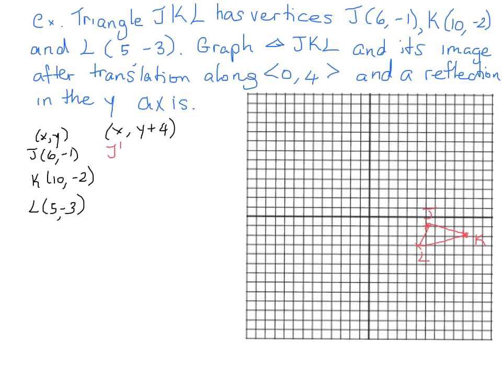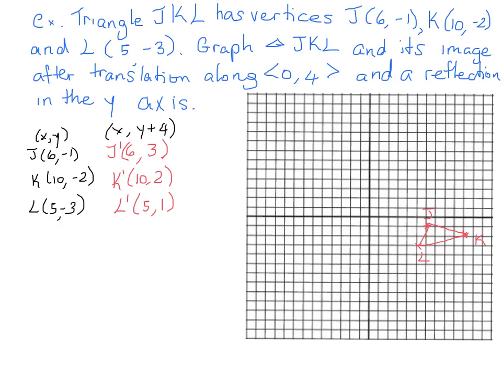All right, so go ahead and do that. We get x is still 6, but this time y is 3. And for K prime, x is not changing, so it's still 10, but our y we're adding 4, so we get 2. And for L prime, x is still 5 because it's not changing. And for our y, we're adding 4, so we get 1. All right, so that's enough to do our translation.